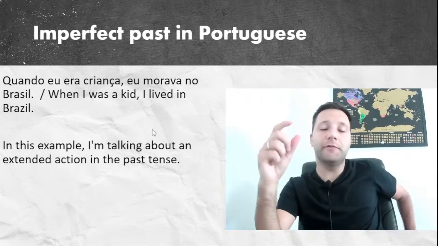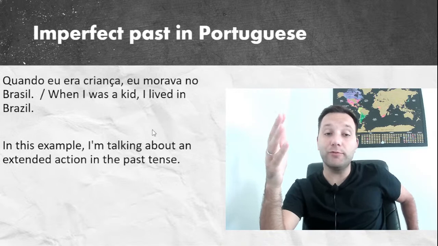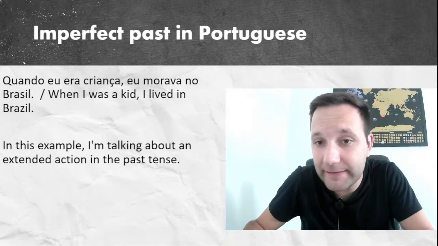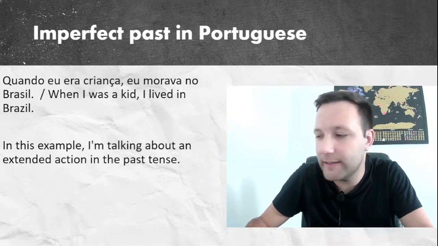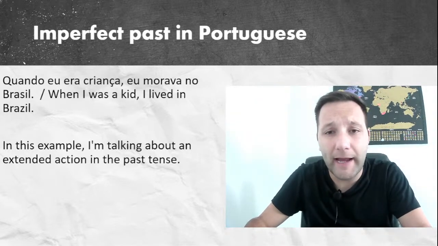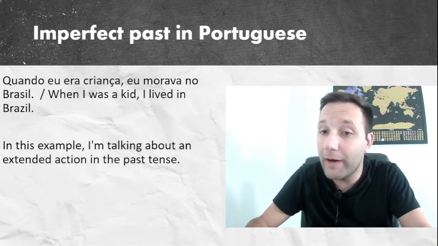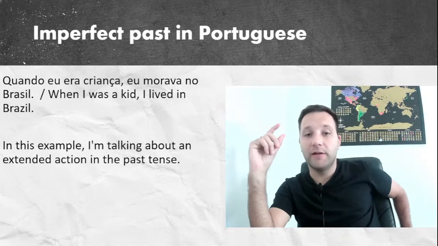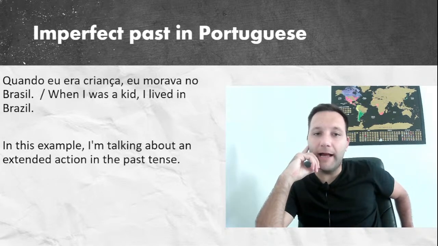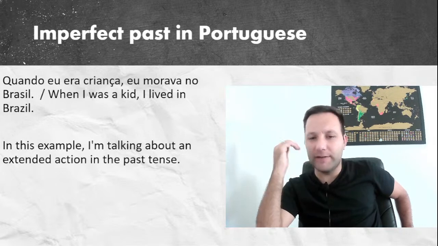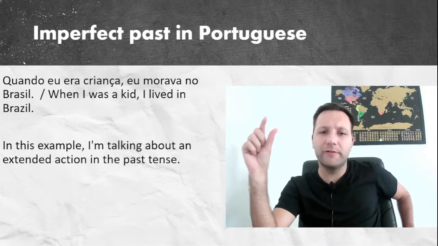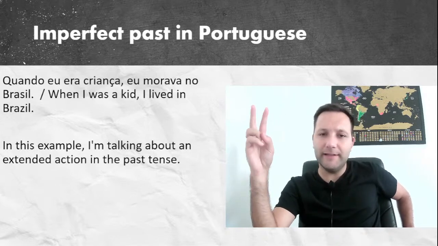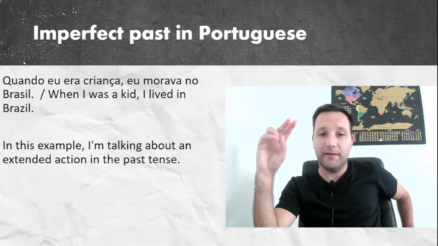For example, let me read here for you. And try to read with me to practice your pronunciation. Quando eu era criança, when I was a kid, a child, eu morava no Brasil. Quando eu era criança, era comes from the verb ser. When I was a kid, eu morava no Brasil. I lived in Brazil. In English, I also could say, when I was a kid, I used to live in Brazil. Both ideas.